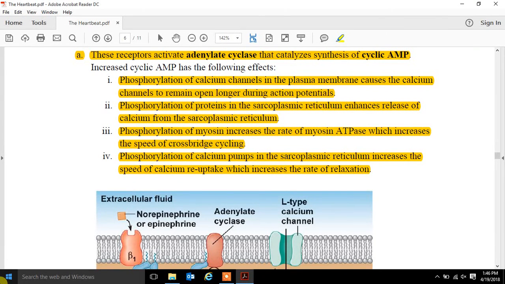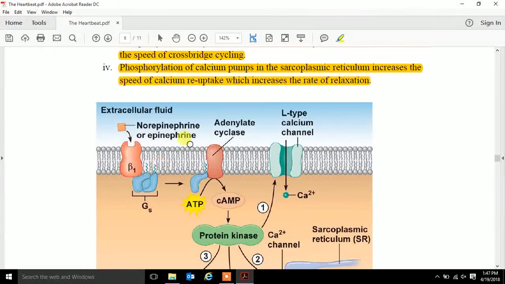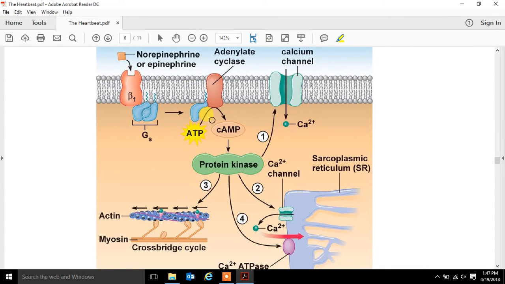rate of relaxation. This is an important thing with cardiac patients. It's not only just about systole, but diastole comes into play as well. Heart failure with preserved ejection fraction, which is largely undiagnosed, deals with this rate of relaxation. So this is the signaling pathway in which norepinephrine binds to the beta receptor through adenylate cyclase, cyclic AMP, protein kinases, has this impact on the calcium channels, the SR release, calcium uptake at the SR, and the cross-bridge cycling.